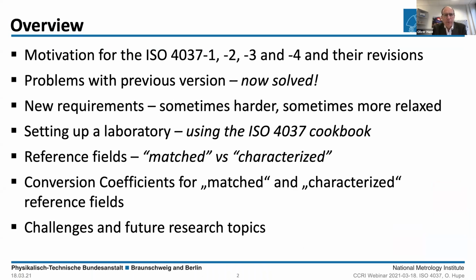Overview, as I said, it will give us the motivation for the revision. We'll talk about the problems we had with the previous version, the requirements, which are sometimes harder, sometimes more relaxed, and why, and how to easily set up your lab by using this ISO as a cookbook. We will talk about the terms matched reference fields and characterized reference fields, and we will have a look at the conversion coefficients for matched fields and how to determine them for characterized fields. Then we will have a look at the challenges and future research topics, and by far not all problems are solved today.